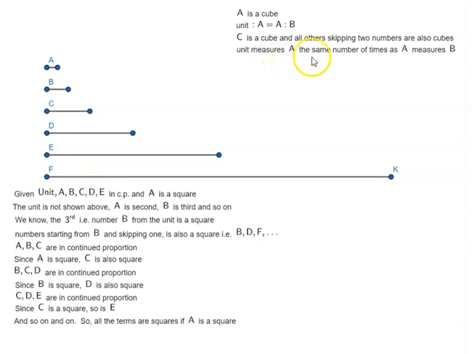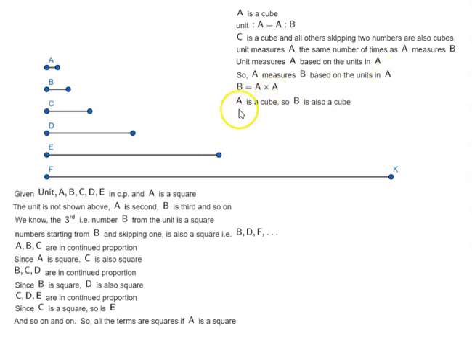Now unit measures A the same number of times that A measures B. But unit measures A based on the units in A. In modern terminology, this is nothing but A equals A times unit, and in our case the unit is 1. So A measures B based on the units in A. That means B is equal to A times A, and A is a cube, as we started with. That means B is also a cube.